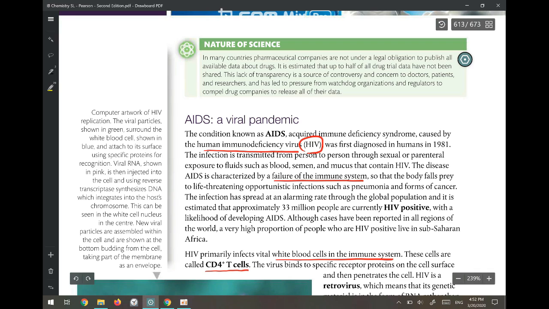So what happens when your immune system is damaged? Ordinary diseases which your body can easily deal with in a normal situation can make you ill, so that the body falls prey to life-threatening opportunistic infections such as pneumonia and forms of cancer.